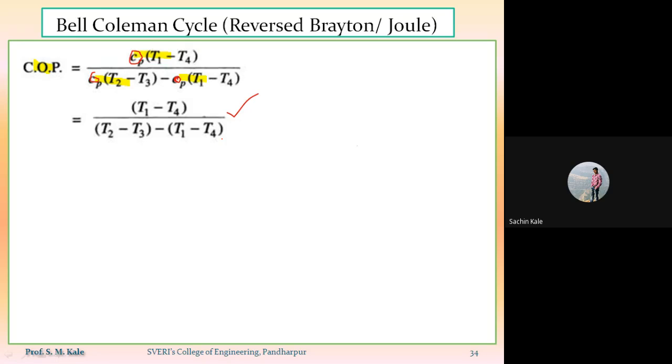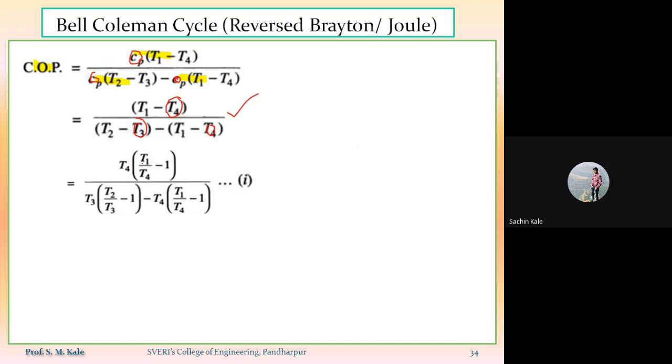Now in this equation, if I want to do the modification, here I am going to take the T4 term as a common term, or take the T4 term out of the bracket. So here I will get T4 into, here I have to take the T4 term out of the bracket, here I have to take the T3 term out of the bracket, and here again the T4 term out of the bracket.